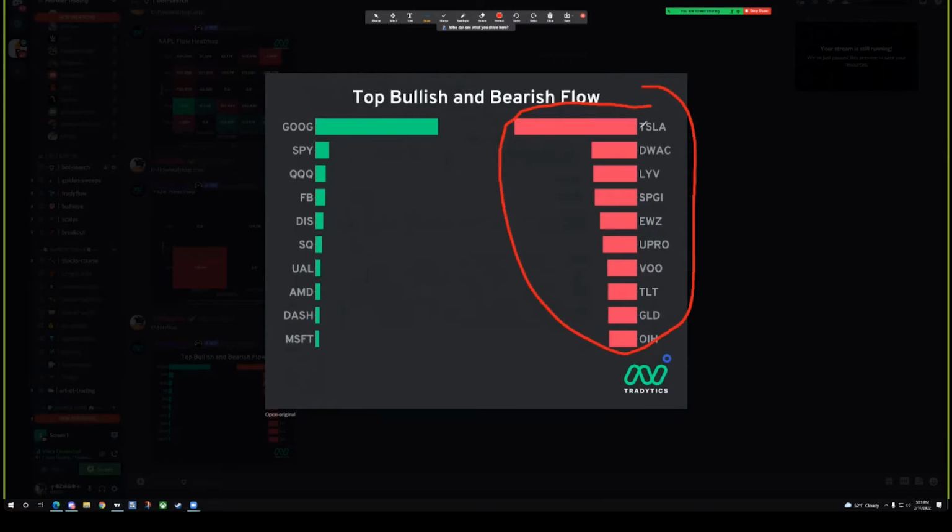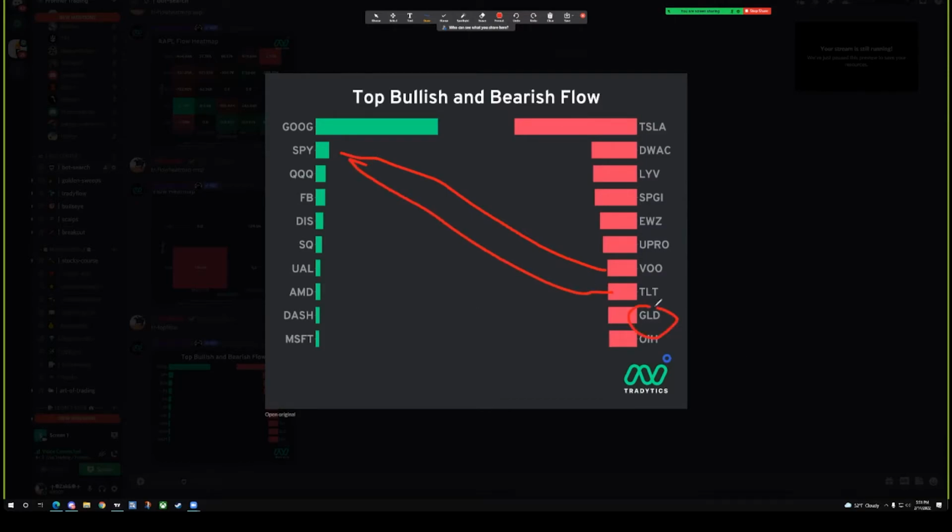So the bears are basically Tesla, DWAC, Live Nation, SPGI, EWZ, which is a Brazilian ETF, or United Kingdom, I forget which one. And then you got UPRO, which is basically the triple leverage for the S&P 500. The VOO, which again is just the Vanguard version of the Standard & Poor 500. TLT, this is a bond treasury note. That one, basically an inverse correlation to the SPY. And then you got gold, the safe haven, against TLT as well. And then you got OIH, which is the ETF for the oil stocks or energy. Doesn't seem like there's much correlation.